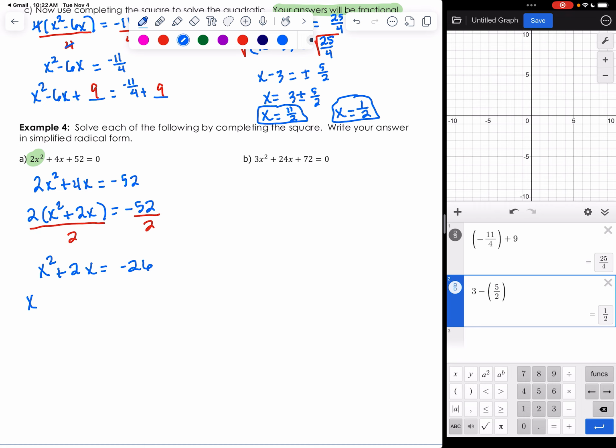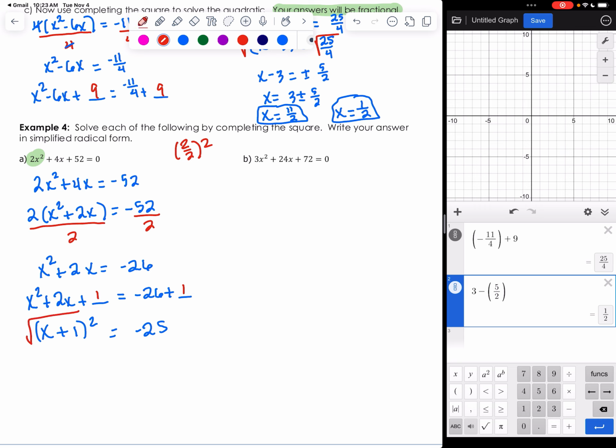Now I can complete the square. X squared plus 2x plus something equals negative 26 plus something. So to get the plus something, remember we're taking our middle term, dividing it by 2 and squaring it. So 2 divided by 2 is 1, and 1 squared is 1. So we're adding a 1 here and a 1 here. Now, when I rewrite that as a binomial squared, the square root of x squared is x, the square root of 1 is 1. So this would be x plus 1 squared equals negative 25.